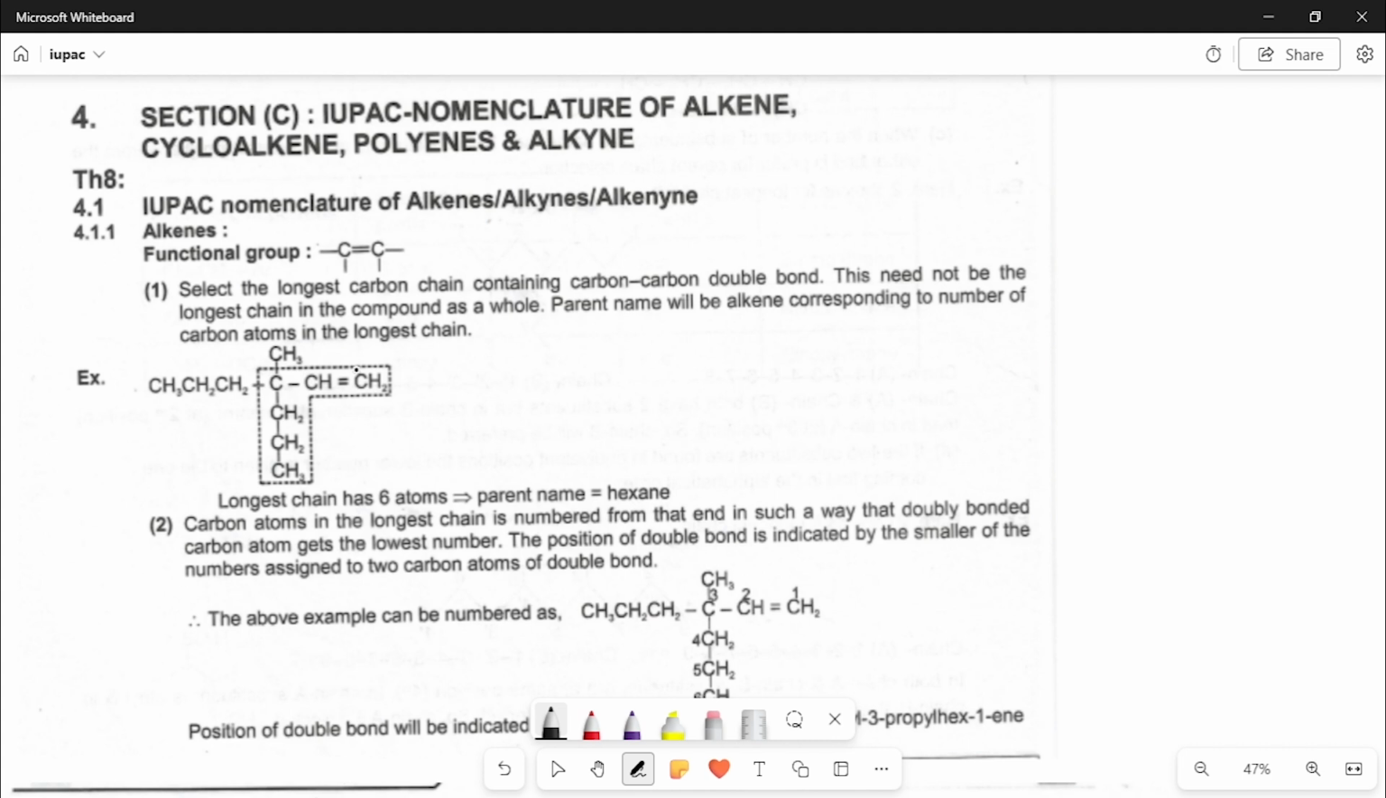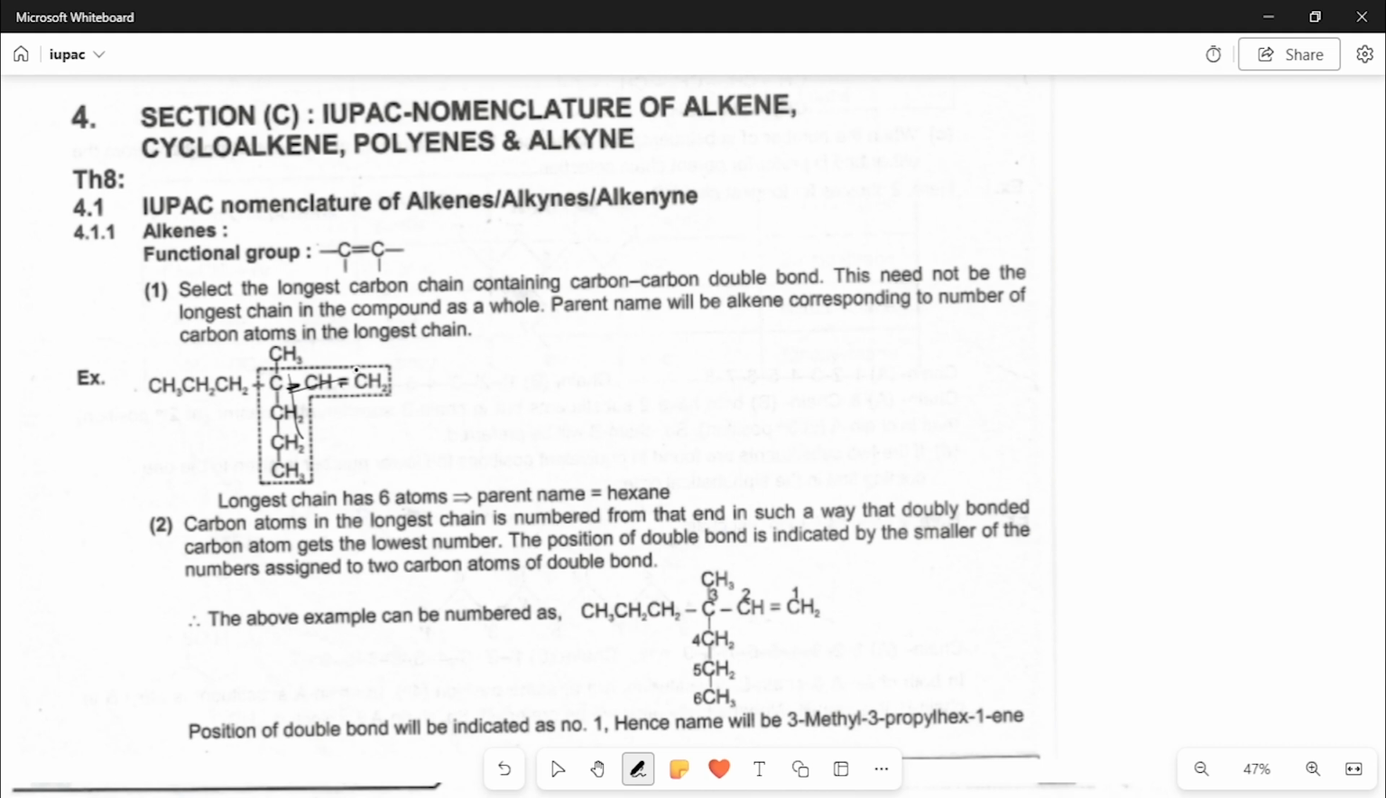So this is 6. They haven't drawn the perfect name. And if the bond is not on either end, for example, if the bond was here, not here, then too we will go either from here or here. We have to give it the lowest set, the lowest number. Same thing like with the substituent.